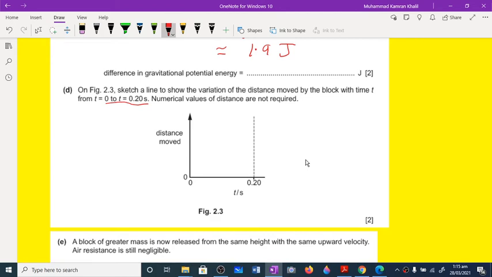So then what will happen? The graph will have a shape like this. So the decreasing gradient, and I will draw it much better.